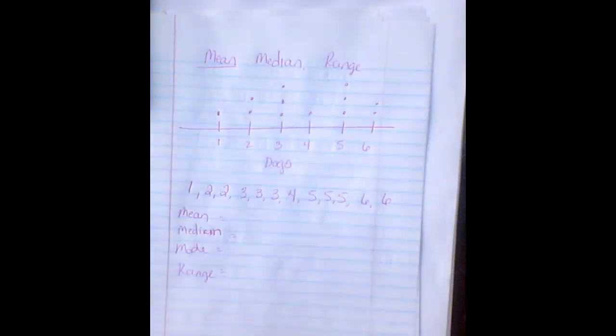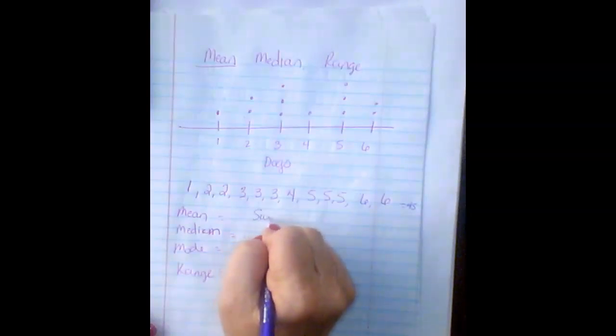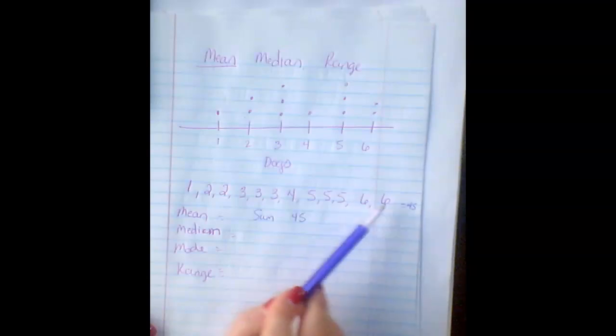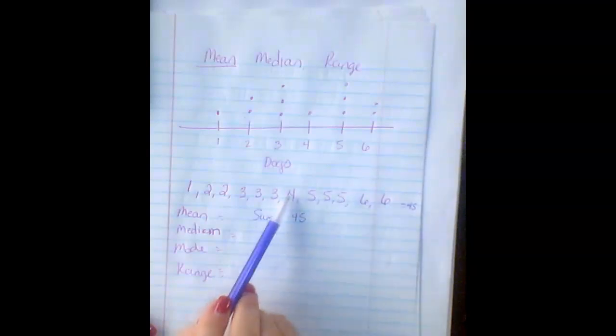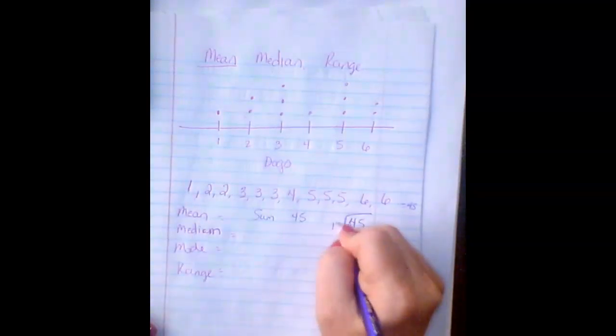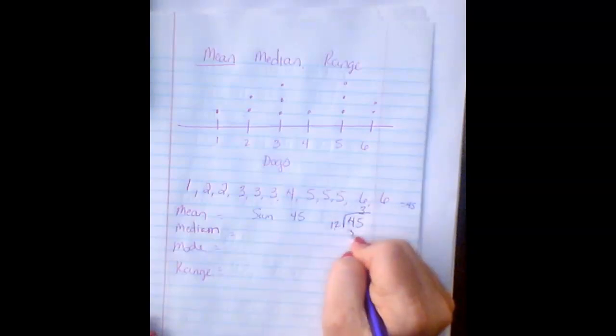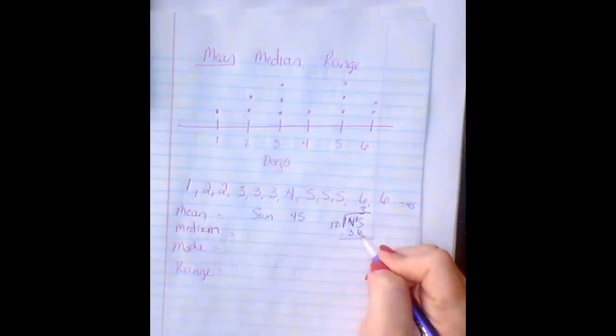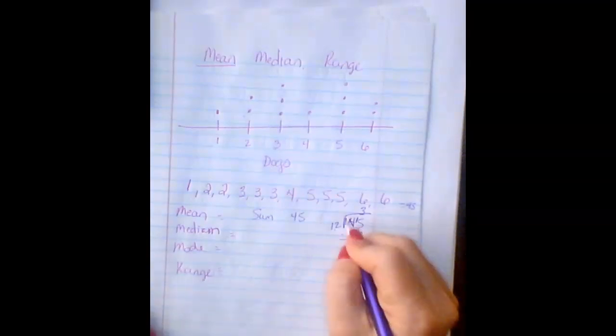So pause your video. Okay, so my sum was 45. And I'm dividing by 1, 2, 3, 4, 5, 6, 7, 8, 9, 10, 11, 12. So I'm going to take 45 and I'm going to divide it by 12. This is going to go in 3 times. 3 times 12 is 36. 15 minus 6, 9. Add a 0.